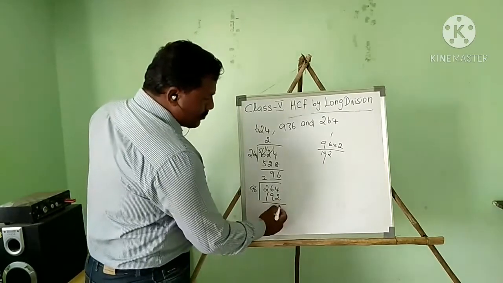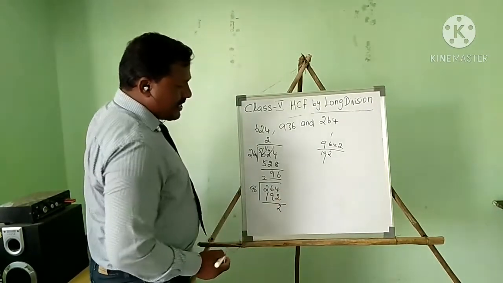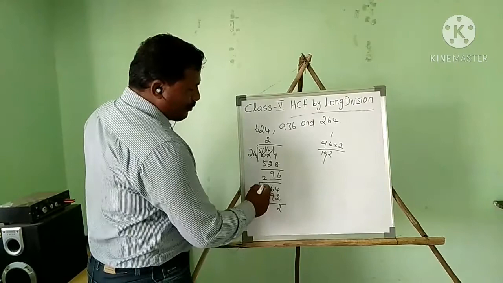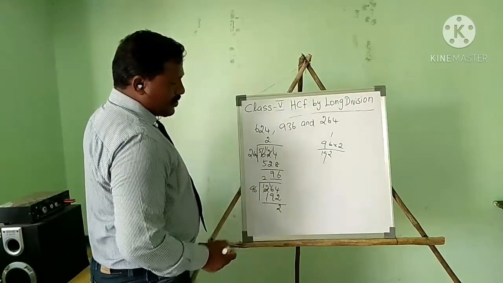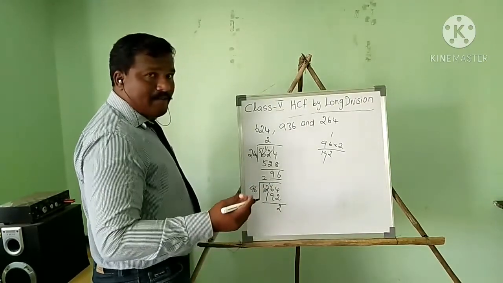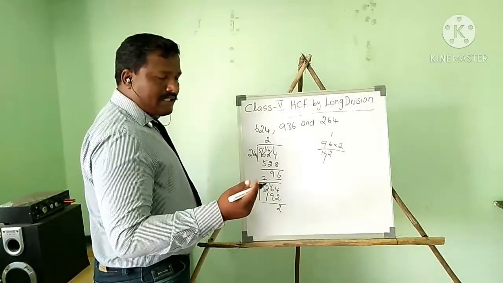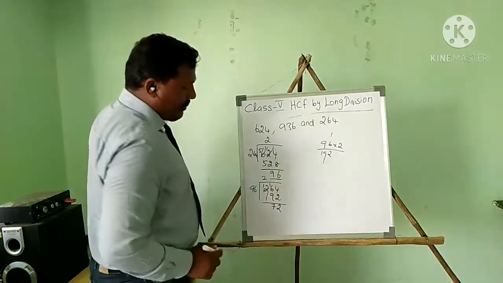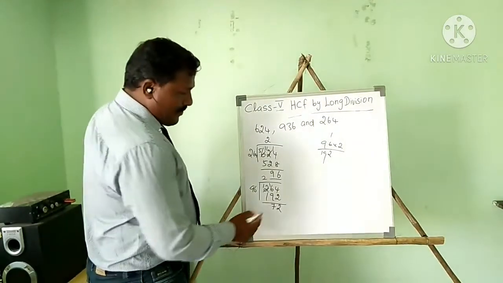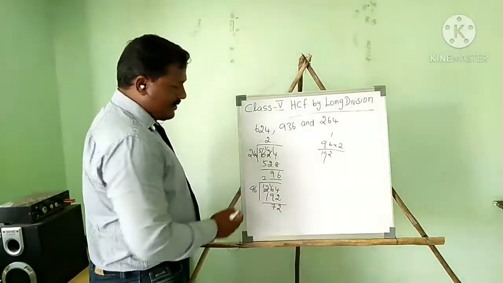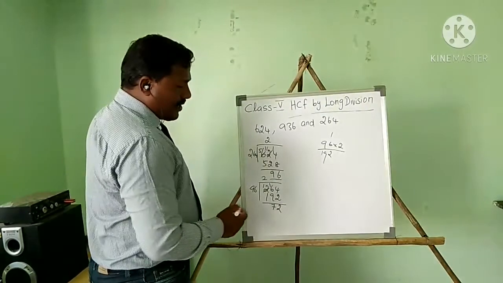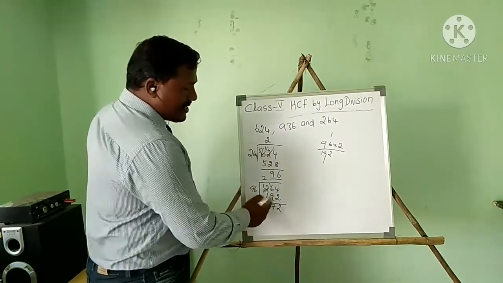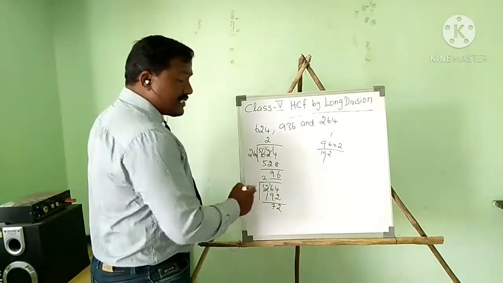So 4 minus 2, 2. 6 minus 9 we can't subtract, so we have to borrow from the nearby number, 16. So 16 minus 9 is 7. So 72 is the remainder. Now you see, 72 as a remainder, 96 as a divisor, but compare these two numbers. 72 is the small number, 96 is the big number.